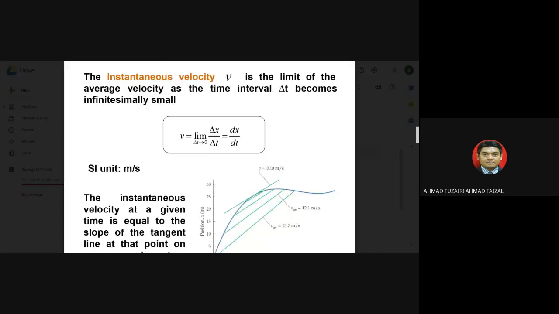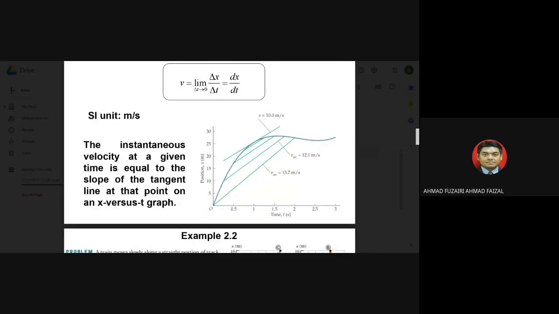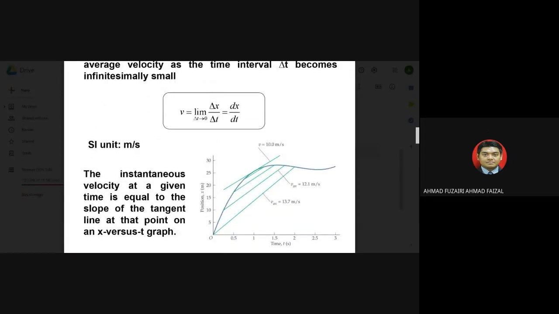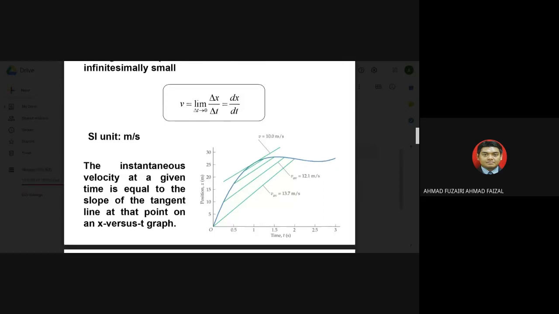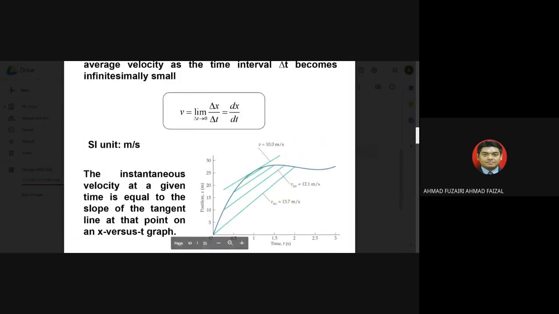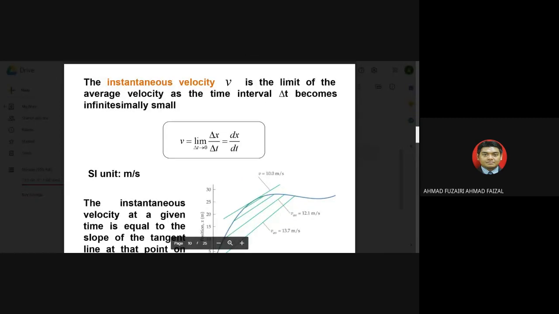You cannot. So delta t should be very, very small, approaching 0 but not 0, close to 0. So that is why we get dx over dt. And normally, if you find questions in x versus t or v versus t graphs, you must be able to understand the concept of differentiation, a bit of differentiation. Why?